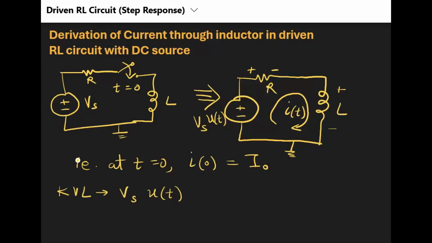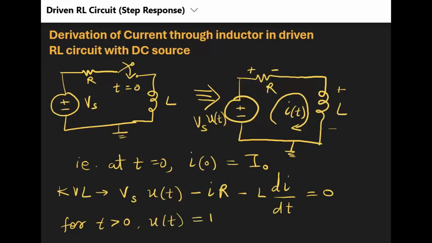We will start from Vs u(t) and come back here. If we go in our direction and the polarity is from minus to plus, it is positive. If the polarity is plus to minus, it is negative. So the voltage drop across the resistance will be negative, and the voltage drop across the inductor is also negative, and it is given by L di by dt. For the whole derivation, we will consider i(t) as i for simplicity. Now for t greater than 0, u(t) is 1.